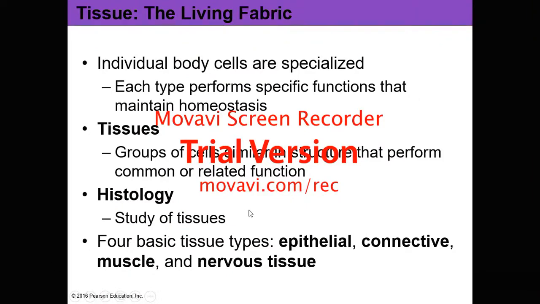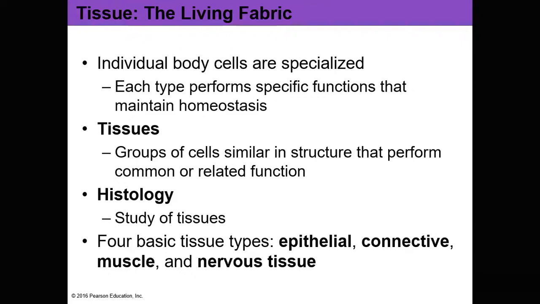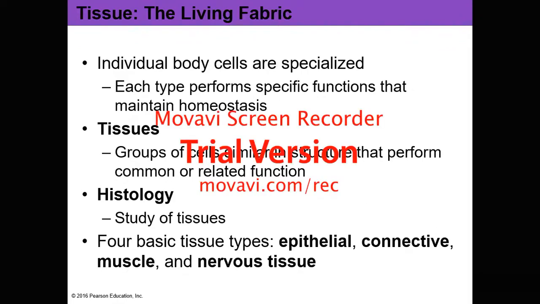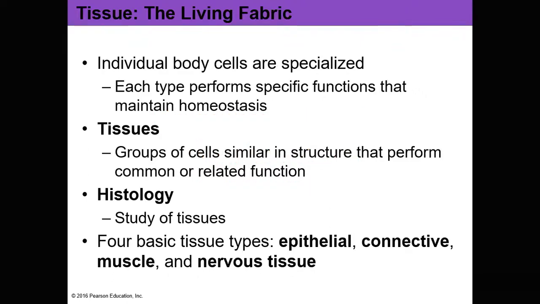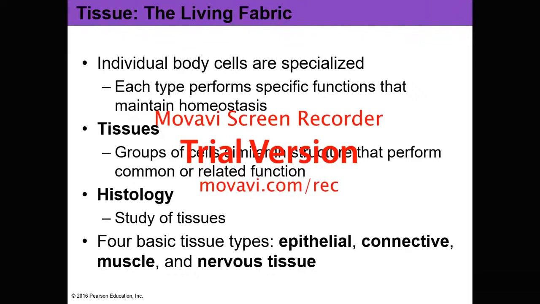All right, as we mentioned previously, cells are the functional units of life. Cells group together to form tissues, and tissues group together to form organs. Organs work together to form organ systems, and organ systems all working together form an organism. Individual body cells are specialized to perform different types of functions to maintain homeostasis.